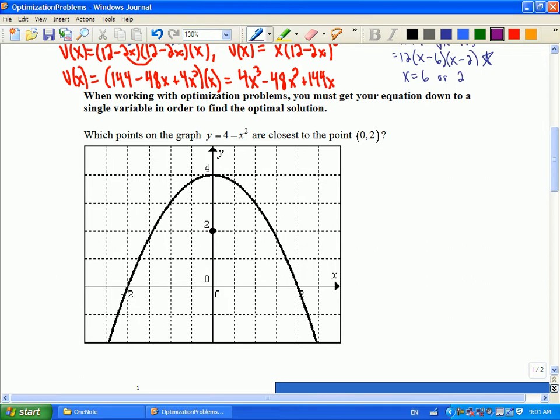So let's talk about this one here. Which points on this parabola are closest to (0, 2)? So this is kind of a strange problem. Let me give you some context. That dot is the Earth. This arc, let's call this a comet or an asteroid or the moon, whatever. It's something passing by us.